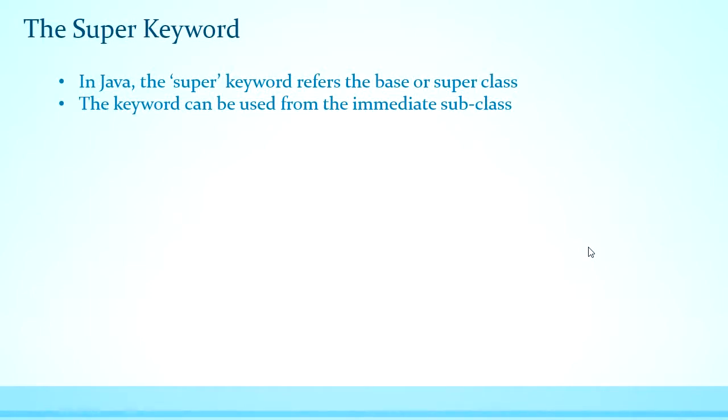That means if we have classes A, B and C and the inheritance relation is A is the superclass for B, B is the superclass for C, then from C, we cannot refer to A with a super keyword. Only the immediate class can be accessed. That means from C, if we place a super keyword, we are representing class B. Similarly, in class B, if we place a super keyword, we are representing class A.